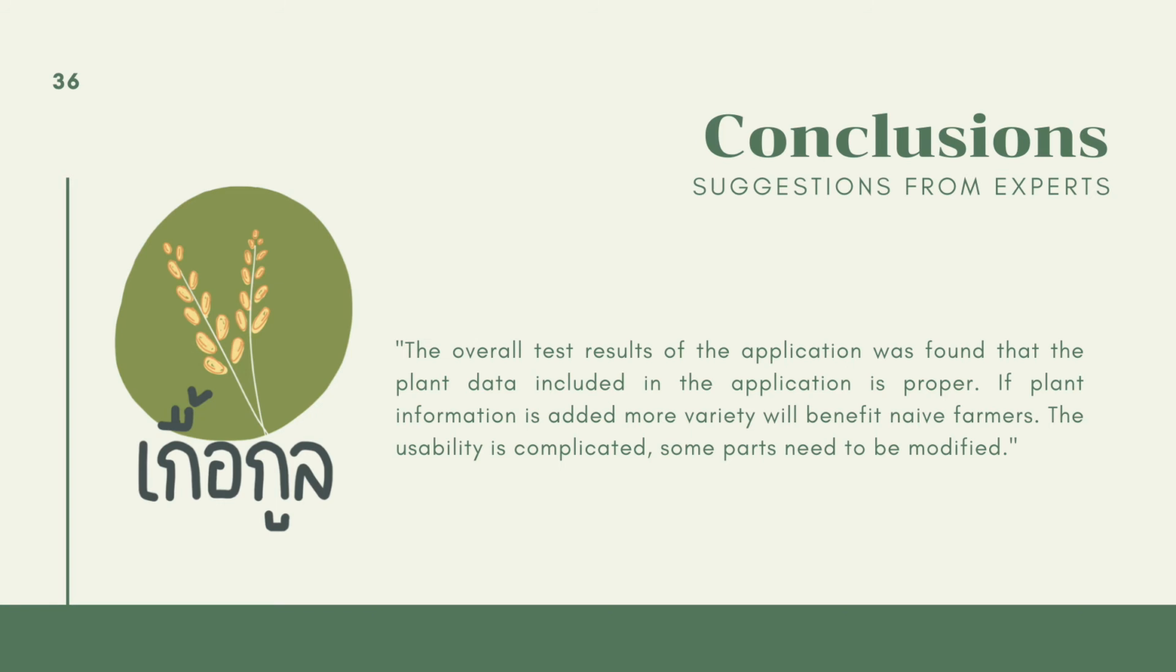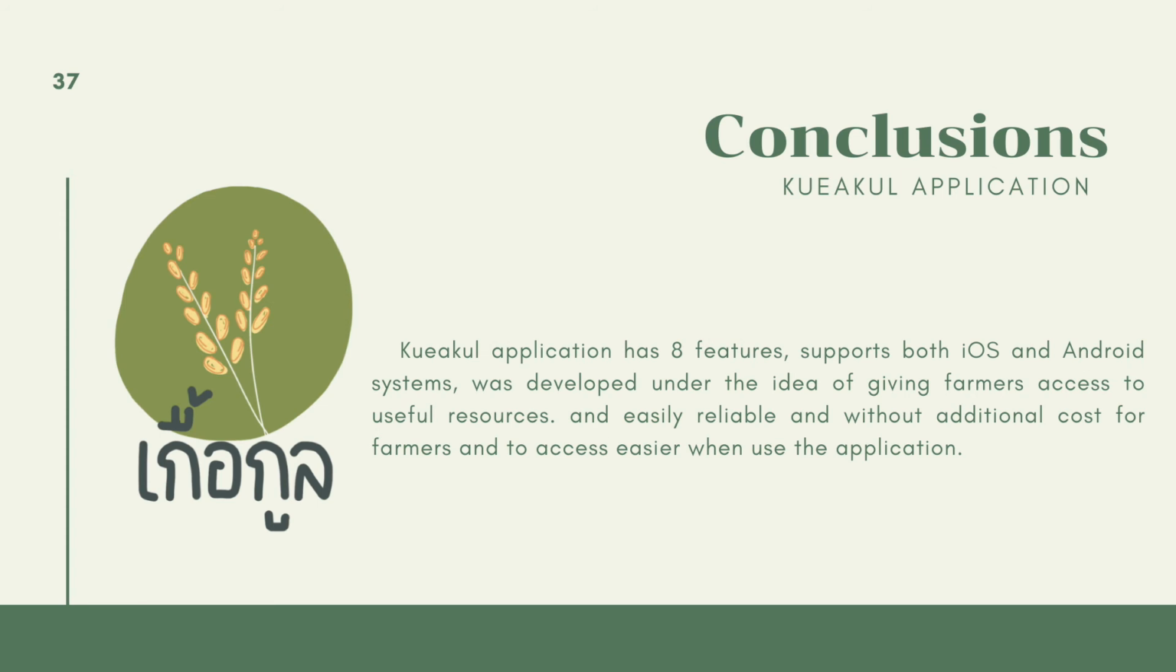Conclusion suggested by the expert. The overall test result of the application found that the plant data included in the application is proper. If more varied plant information is added into the application, it will benefit novice farmers. The usability is complicated. Some parts need to be simplified. The Gurkun application has features supporting both iOS and Android operating systems. It was developed under the idea of giving farmers access to useful resources.